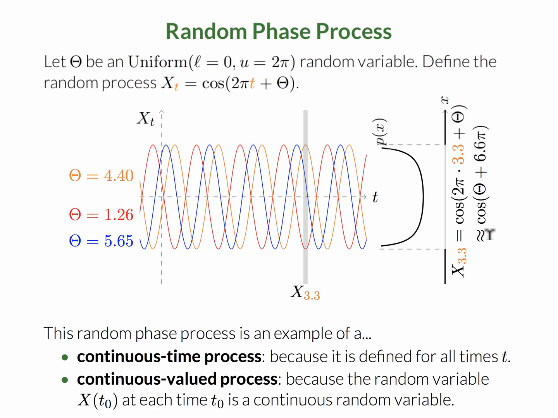Now, like the random amplitude process, this random phase process is also an example of a continuous time process because it is defined for all times t, as well as a continuous valued process because if I look at any particular time, I get a continuous random variable. Now, have another listen to Franck's Sonata for Violin and Piano and think about how the violin part is just a phase shift of the piano part.